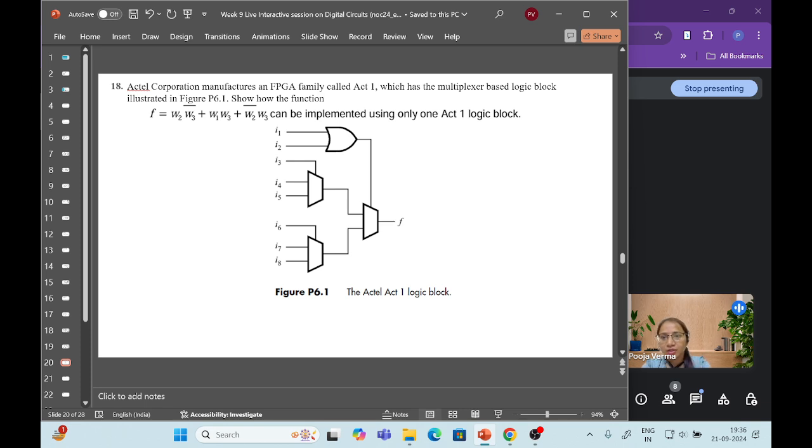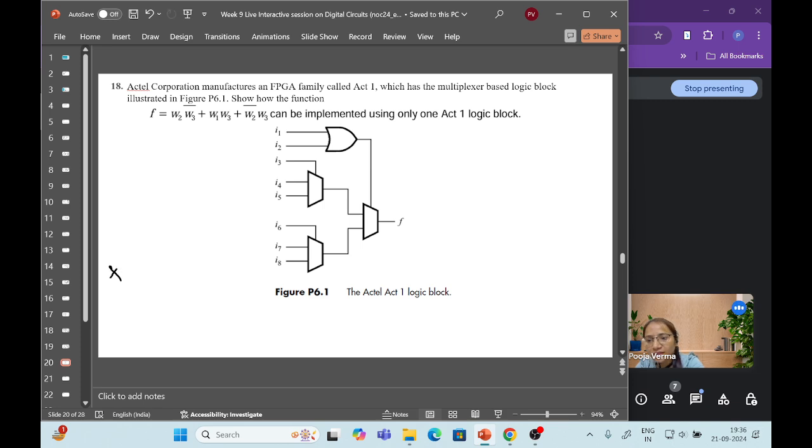The next question is given again. Octal Corporation manufactures an FPGA family called Act 1, which has a multiplexer based logic block illustrated in figure P6.1. How can this function be implemented using only the Act 1 logic block? How can we implement this function by using this logic block?